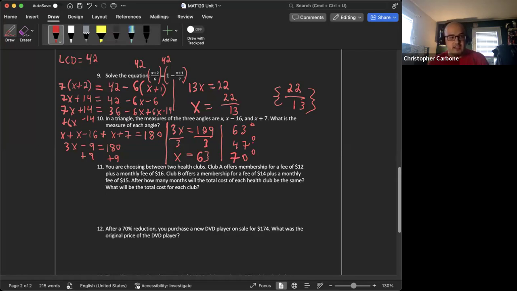Question number 11. You are choosing between two health clubs. Club A offers a membership fee of $12 plus a monthly fee of $16. Club B offers a membership fee of $14 plus a monthly fee of $15. We want to know after how many months the total cost of each health club will be the same, and what will be the total cost of each club? x in this case is the number of months.